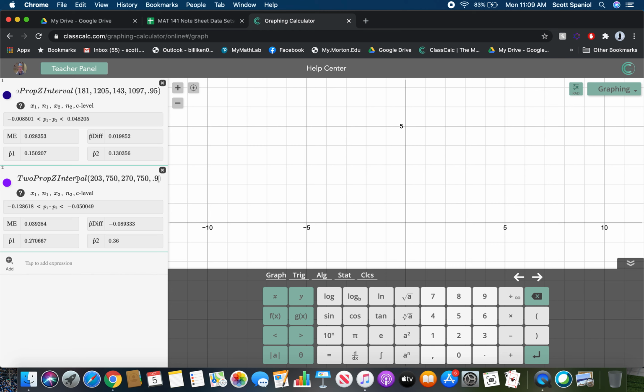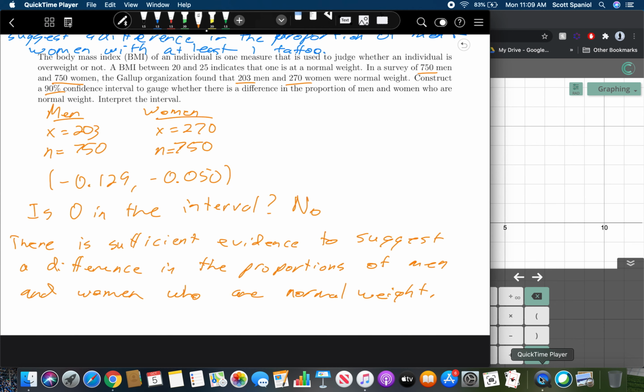Okay. Whoops, sorry, I just wrote that all out without you guys being able to see it on the camera. So here's what I wrote down while I was talking over it. Okay, so there is sufficient evidence.